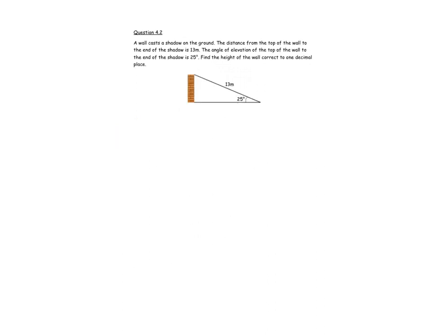Question 4.2 says, a wall casts a shadow on the ground. The distance from the top of the wall to the end of the shadow is 13 meters. The angle of elevation of the top of the wall to the end of the shadow is 25 degrees. Find the height of the wall correct to 1 decimal place.